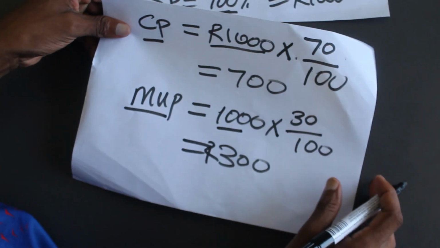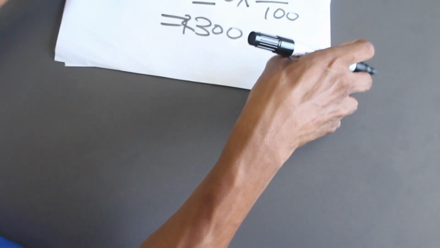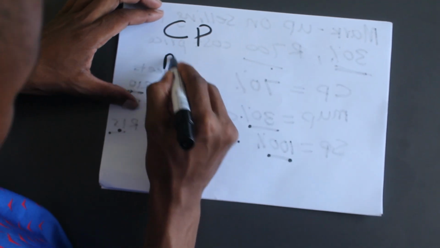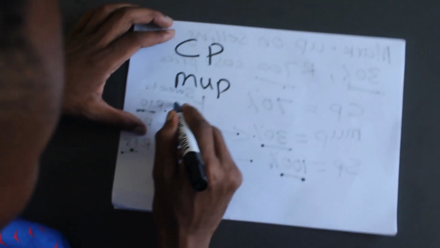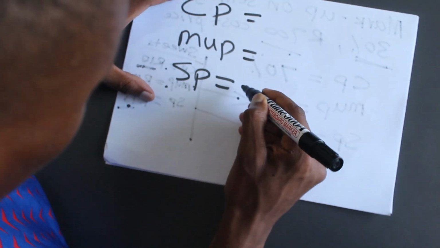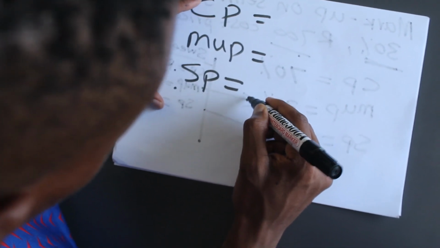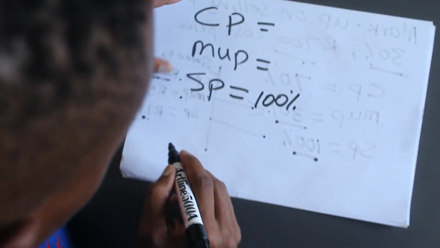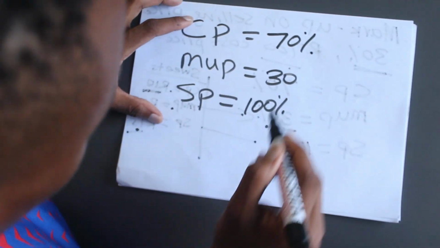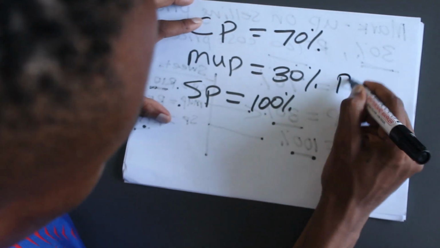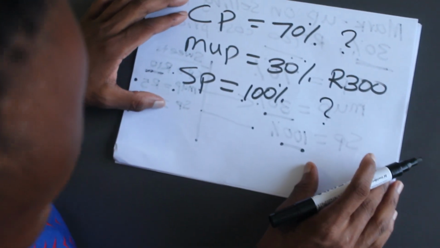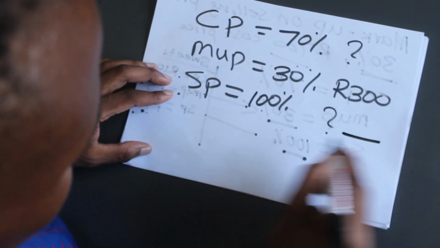The last part is going to be markup, cost price, selling price. Remember we're still on markup on selling price, and the principle says when the markup is on selling price, the selling price is 100. We're given a markup percentage of 30, and we also determined the cost price 70%. Let's assume that we have 300 Rand of markup, and we need to calculate cost price and selling price. Let's start with the selling price this time.